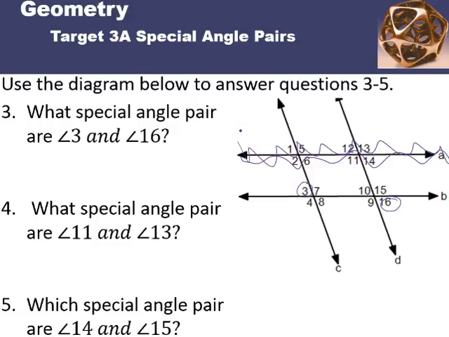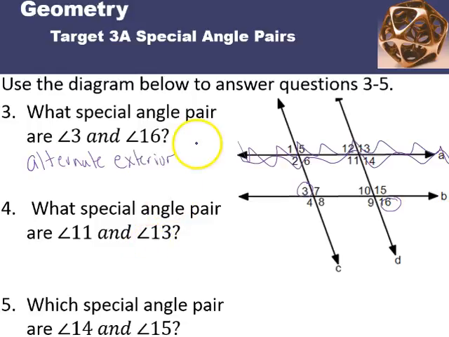Now if I look at these two lines, are 3 and 16 outside of those two lines or inside? And if you look, they're outside. Now, are they on the same side as B, or are they on opposite sides? One's on top of B and one's on the bottom, so they're on opposite sides. So they're exterior and opposite, so that means they are alternate exterior.